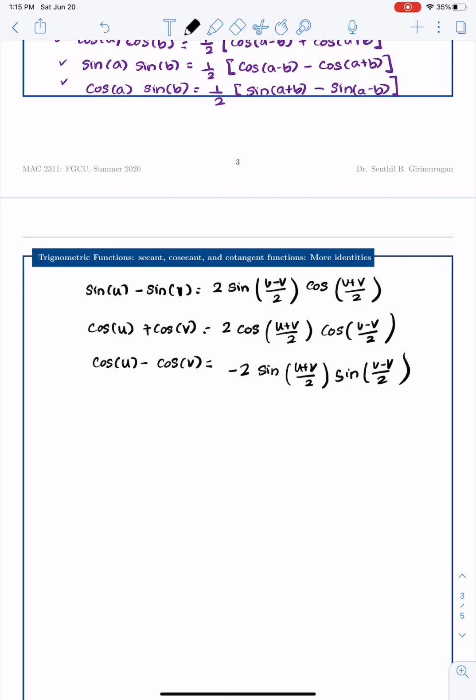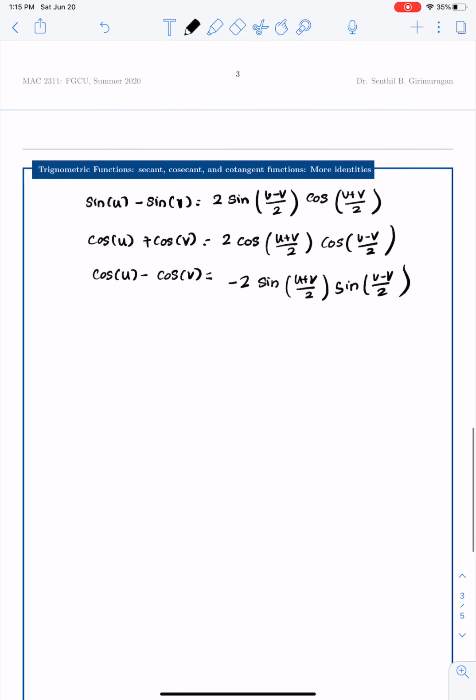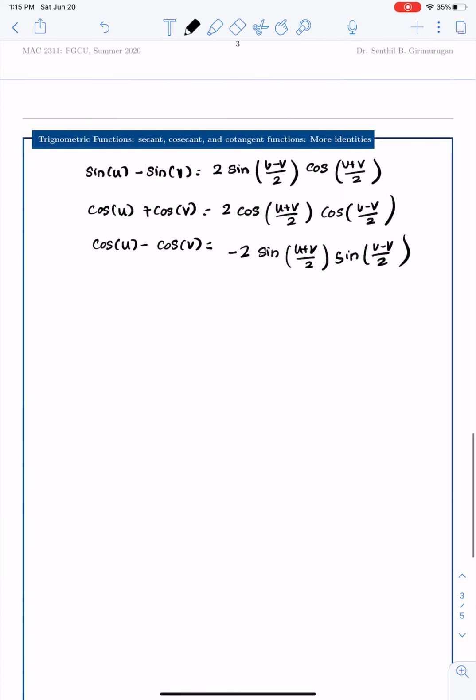So there is no need to memorize these. You could just have a note card or a flash card or something, and use it in finding the derivative or integral later on in the course. So if we understand the basics of sine and cosine, we can just extend it to other functions such as secant, cosecant, and cotangent. So what is the secant function?